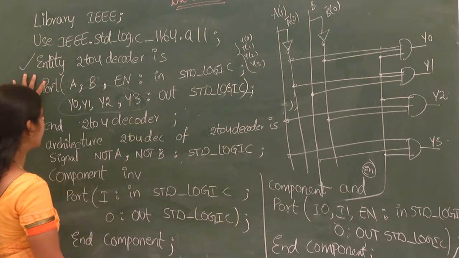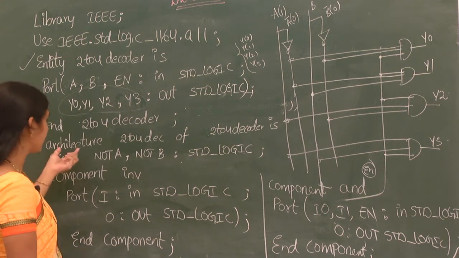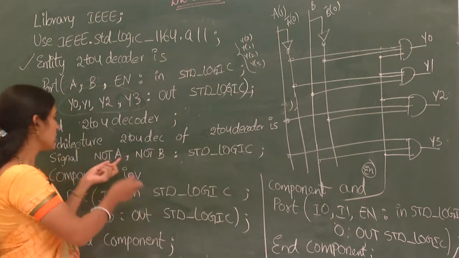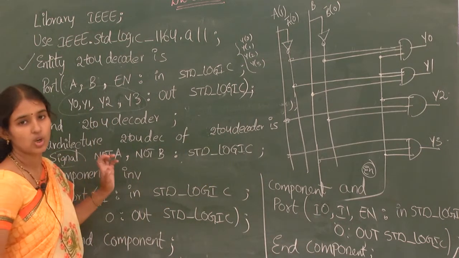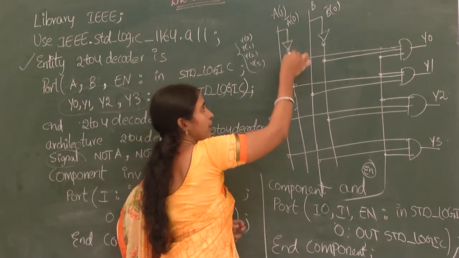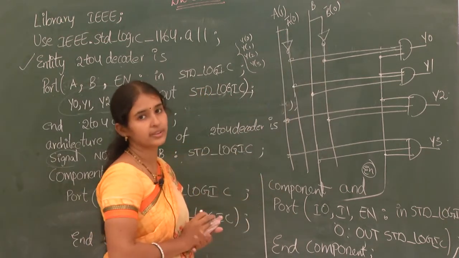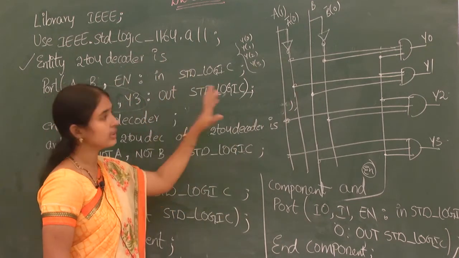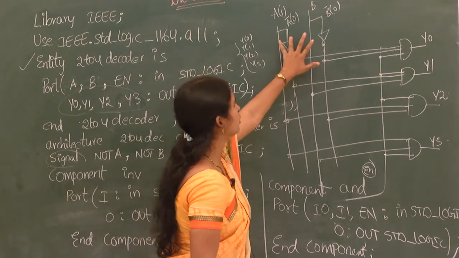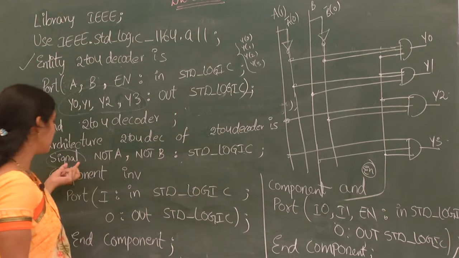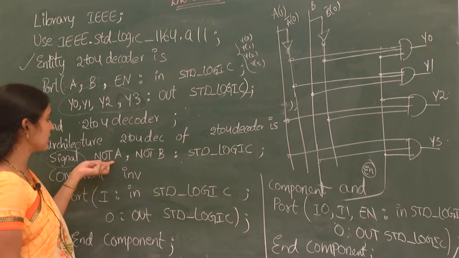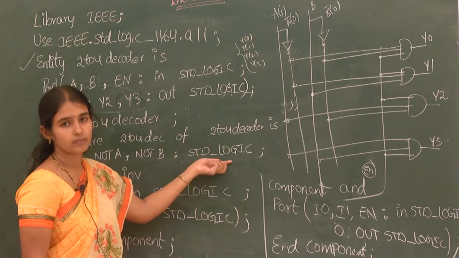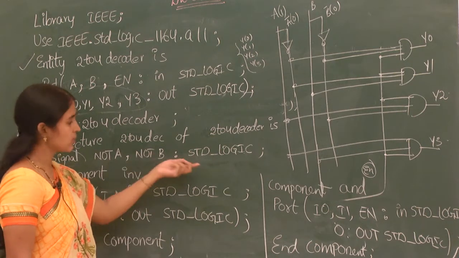Now after the entity declaration, you will be coming to your architecture behavior. Architecture of 2 to 4 decoder is. What are the internally generated signals? Here A bar and B bar are your internally generated signals. That is the reason why you did not mention them in your entity. These are internal signals. So you will be specifying your signals: A bar is nothing but not A, and I am taking not B as std_logic. Your signal specification is completed.